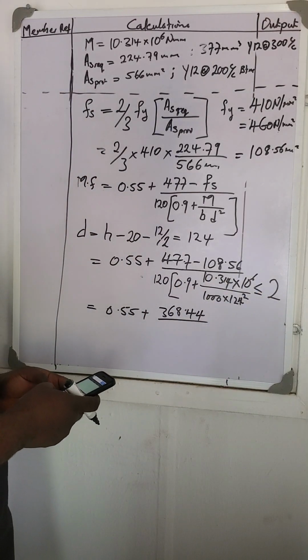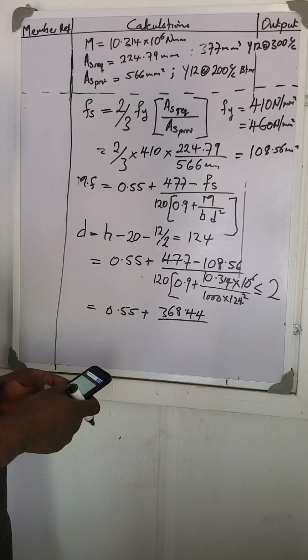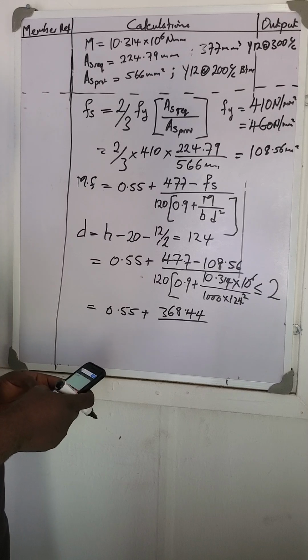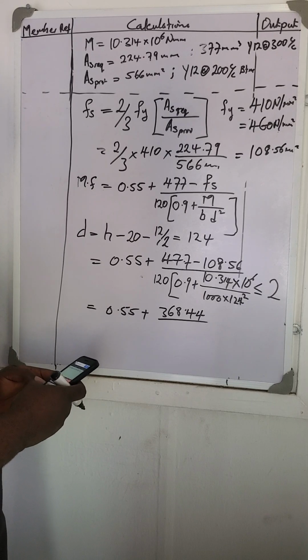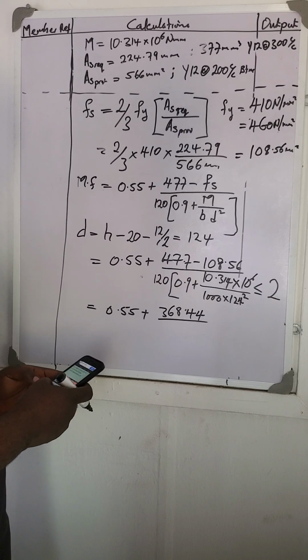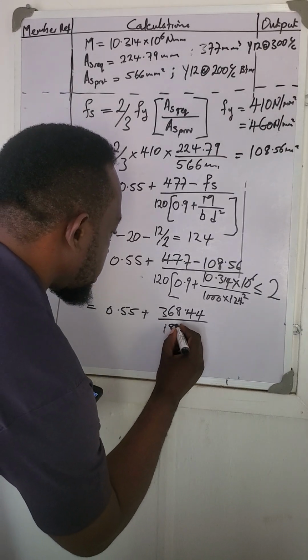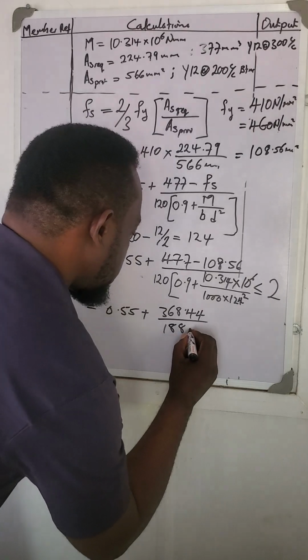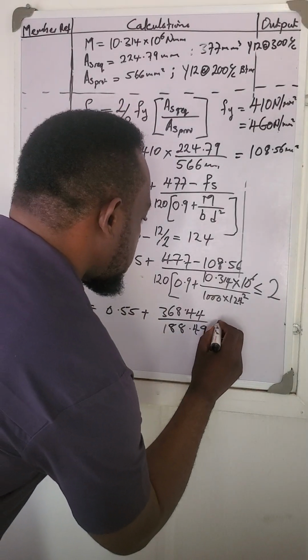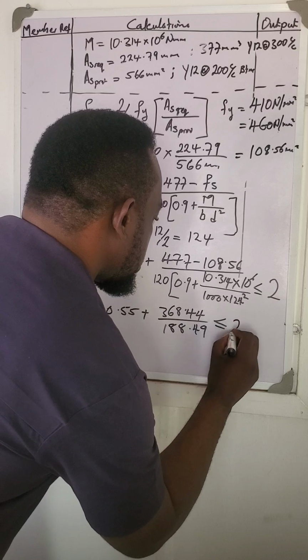I have 0.9 times 10.314 exponential 6 divided by 1000 times 124 squared, plus 0.9 times 120. This one is 188.49. Alright, this must be less than or equal to 2.